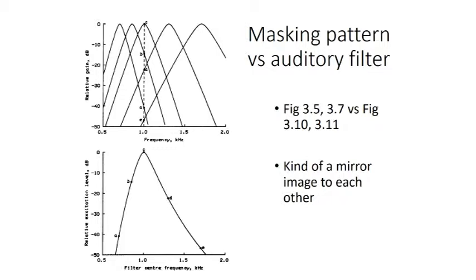So this x-axis is not the frequency of the incoming tone, but rather the frequency, or the location corresponding to each frequency, along the basilar membrane. That's a better way to understand it. So again, when a fixed tone is given at 1000 hertz, this is the pattern of excitation we see. This is a masking pattern.